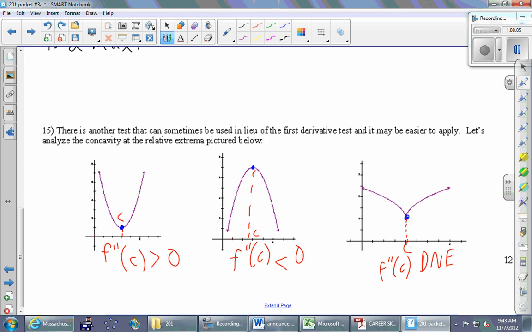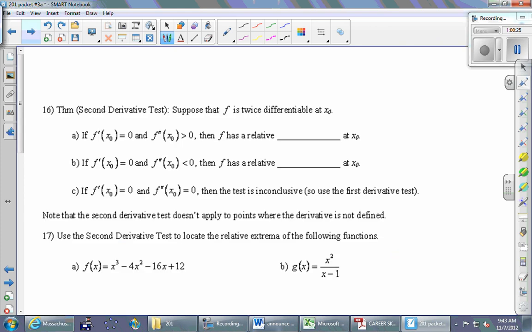So here's our conclusion. If you're at a critical point and the function is concave up, is it a max or a min? It's a min. If you're at a critical point and the function is concave down, it's a max. If you're at a critical point and the second derivative doesn't exist, we have no information. But the first two parts are the first pieces of the second derivative test.